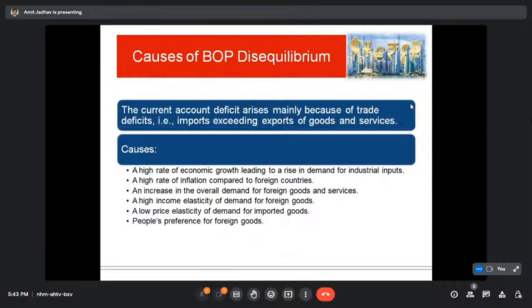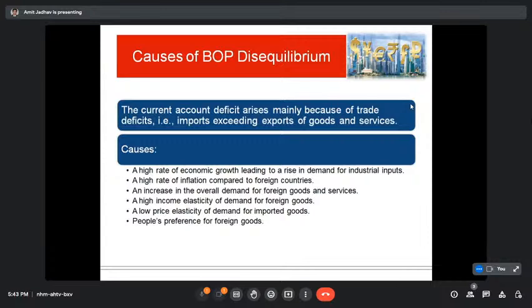So there is a low price elasticity of the demand for import goods, because we are basically producing agro commodities or some primary commodities, and in the market a number of substitutes are available. If we change the price, it will have a direct impact on our demand in the global market, because the buyers working in the global market can shift their demand from our country to another country. So basically they have low price elasticity of demand for the foreign goods.